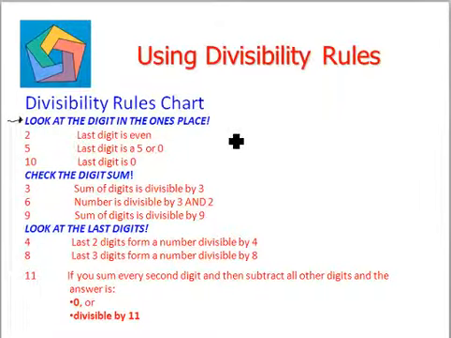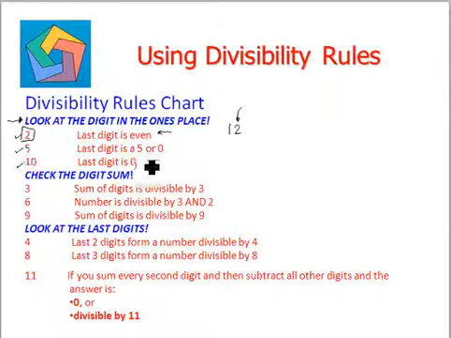Looking at the digit in the ones place, we will decide whether the number is divisible by 2, 5 or 10. If the last digit is even, say I have the number 12, here we know that this digit, 2 in the ones place, is even, then the number is divisible by 2.